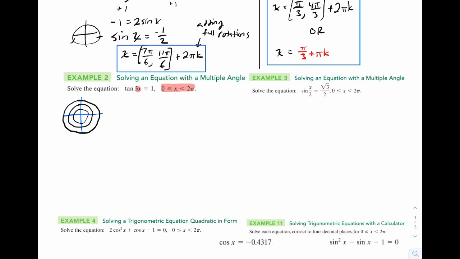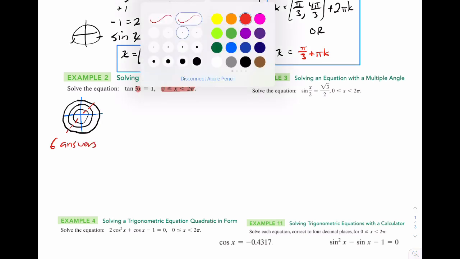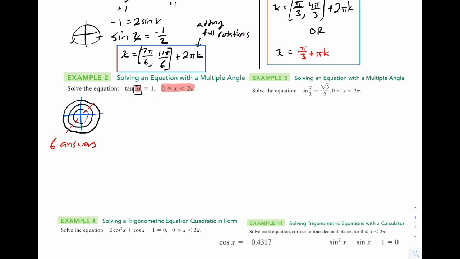And you're going to mark everywhere that tangent hits 1. So I'll do that in red for you. That's going to be at these places here. Now the reason this picture is helpful is that it tells you there are actually 6 possible answers here. So now what we're going to do is grab this 3x right there, because we're solving for the 3x first to make it easier. And we're going to write what those answers would be. So the first one was pi over 4, and the next one is 5 pi over 4.